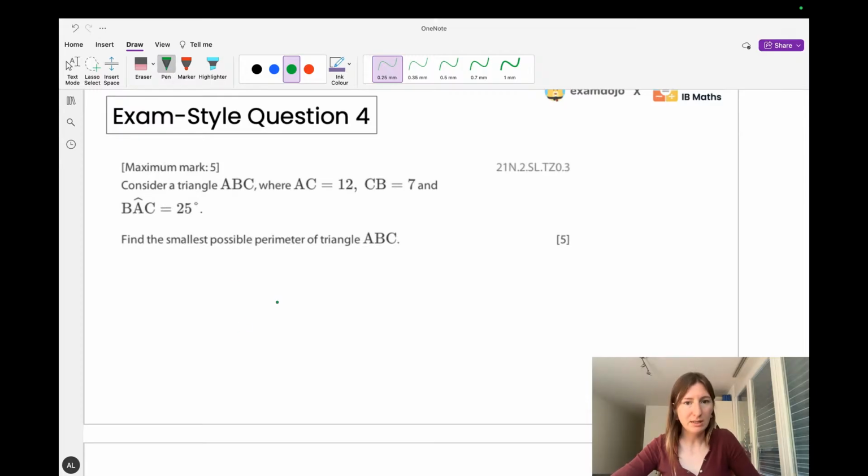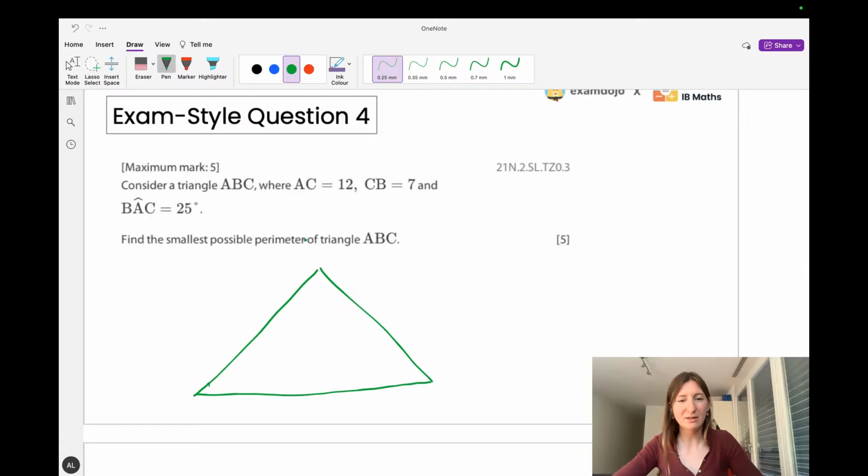Let's do A, B, C. Find the smallest possible perimeter. What does that mean? No idea. Well, I do, but when you're reading the question, you might have no idea what that means, but that's okay. Sometimes you don't know where you're going, but you've just got to use the information and see. So let's call that A, B, C, draw a diagram. If they haven't given you a diagram, please draw a diagram. AC equals 12, CB equals 7, and BAC, that's angle A, is 25 degrees. This is a paper 2, so calculator is allowed.